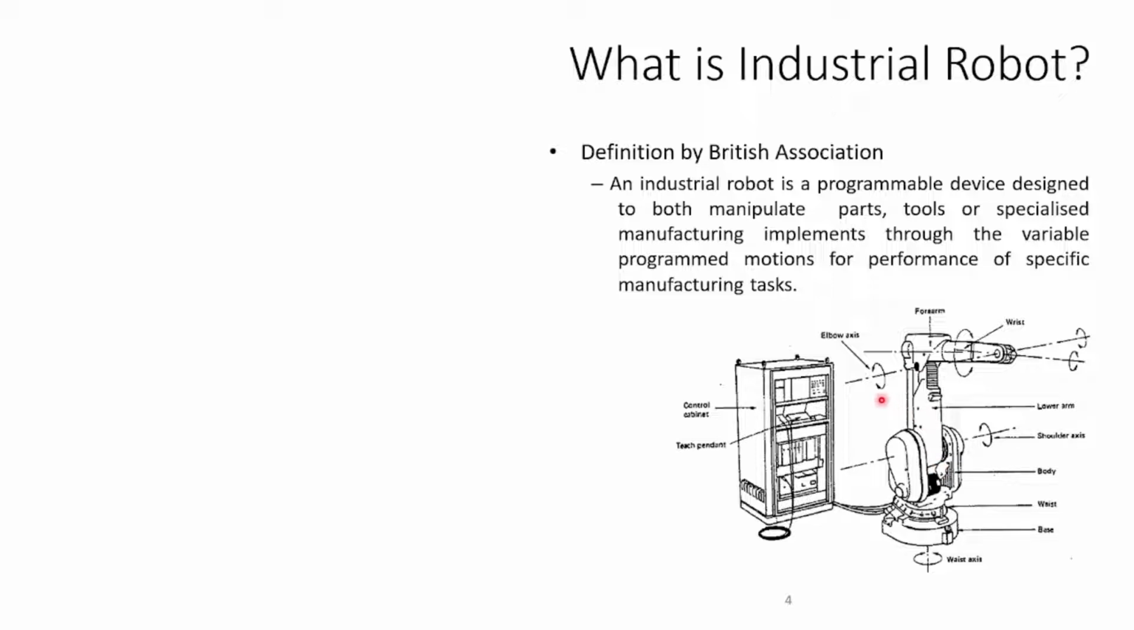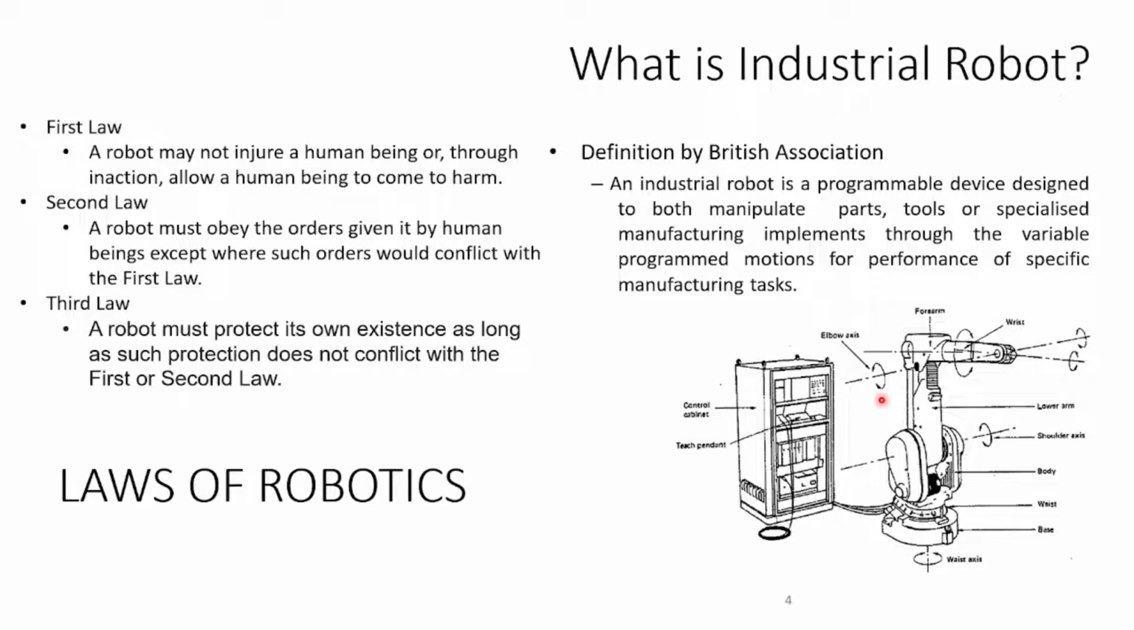There are a few laws about robotics. That does not mean you need to know the whole set of laws, but there are three basic laws, like Newton's laws. First law: a robot may not injure a human being or, through inaction, allow a human being to come to harm. So the first law says the robot cannot harm a human being, or in other words, it cannot allow a human to harm the robot. So there is a two-way truth.